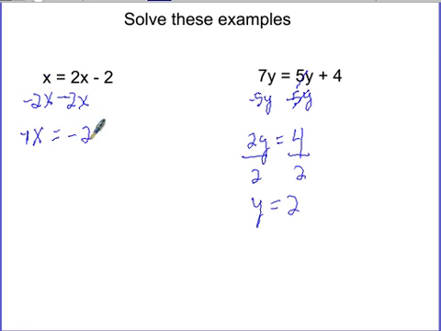equals negative 2. But I don't want a negative 1 in front of this x. I want it to be a positive 1 in front of the x. So we'll multiply by negative 1 on both sides. Negative 1 times negative 1 is a positive 1, so we just write that as x. And negative 2 times negative 1 would be positive 2. We don't ever want a negative variable as our final solution. Always have to take that last step to multiply by negative 1 to make everything positive.